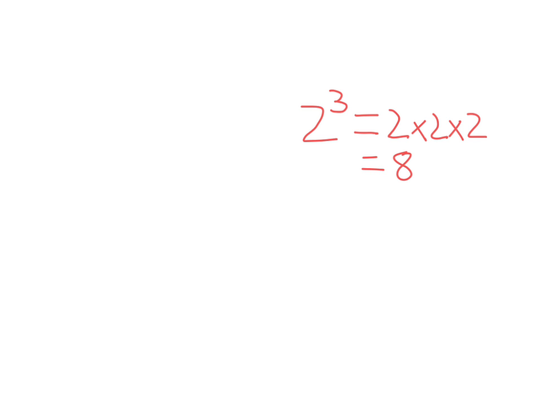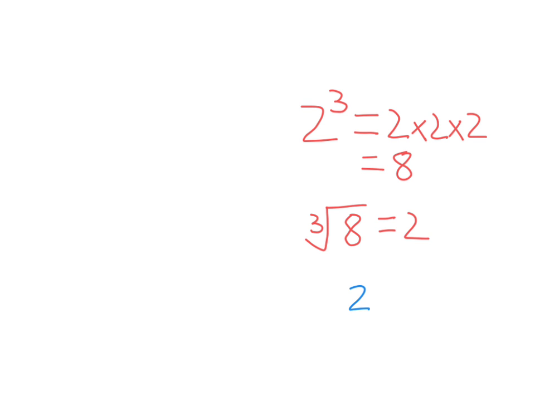So the cube root of 8, which we write like this, so it's got the same square root symbol, but we have a 3 in there because we're talking cube. The cube root of 8 is saying what number do you times by itself 3 times to get 8? What number do you cube to get 8? And then, of course, the answer there is 2.